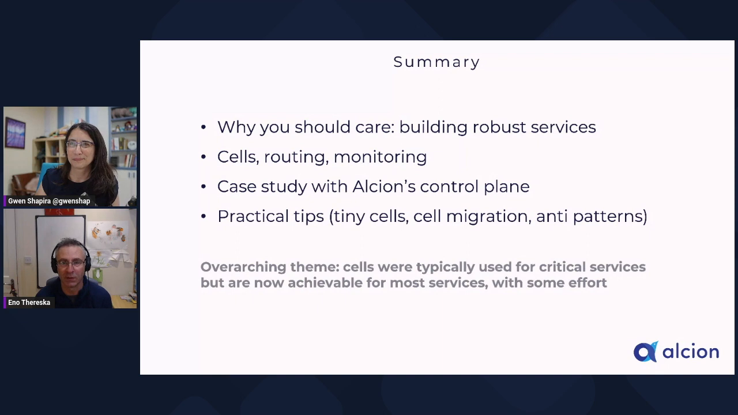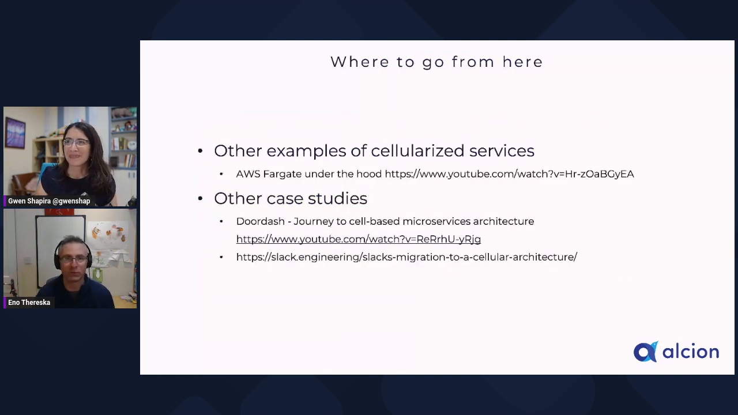Hopefully, I've shown you that cells, in the past typically used for critical services, today everybody can use with a little bit of effort. Where do you want to go from here? I've put some examples here. AWS Fargate under the hood, great talk, with a lot of detail about how its control plane is built.